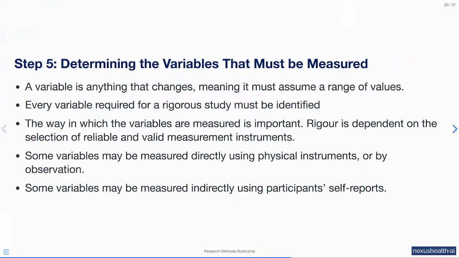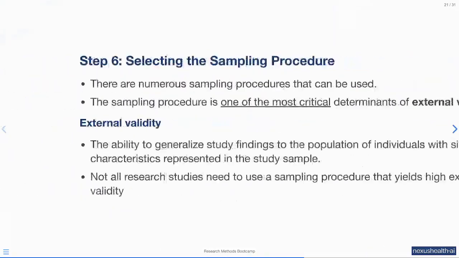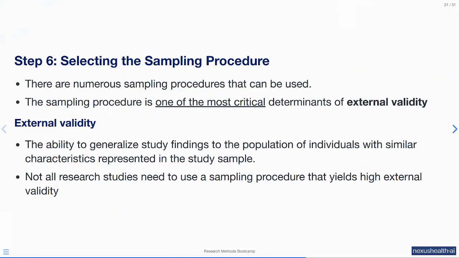Every variable required for a rigorous study must be identified. The way in which the variables are measured is important. Research rigor is dependent on the selection of reliable and valid measurement instruments. Some variables may be measured directly using physical instruments or by observation. Other variables may be measured indirectly using participants' self-reports.